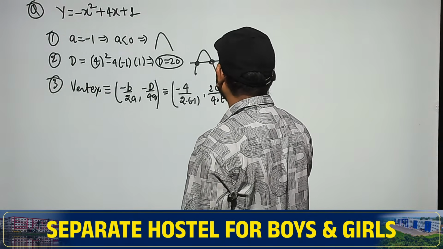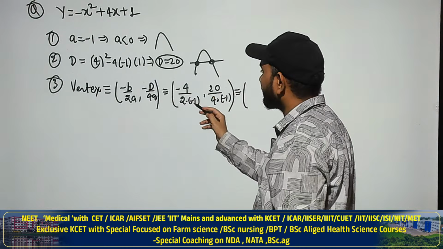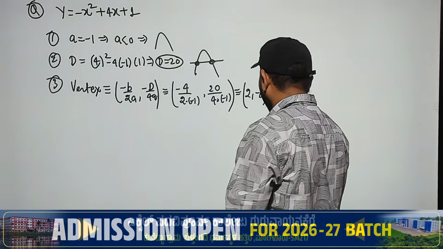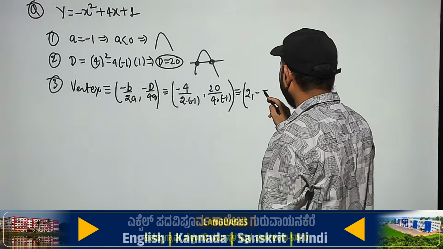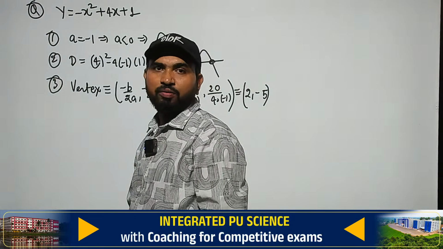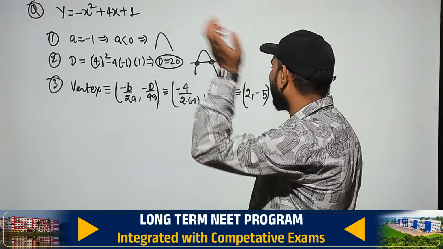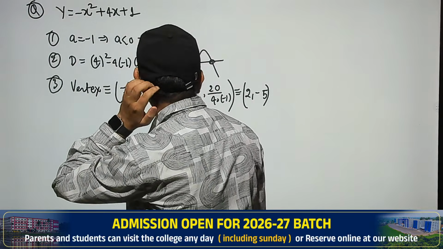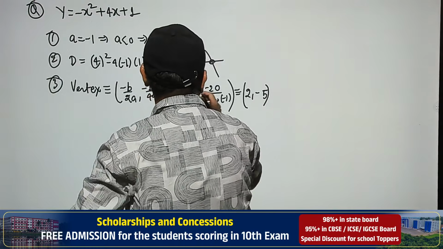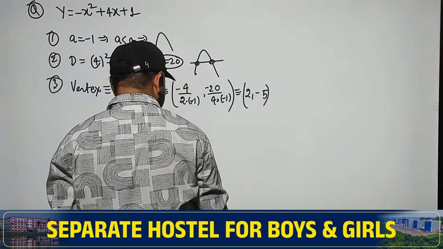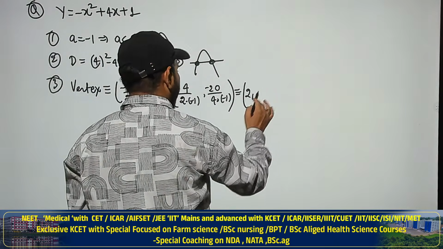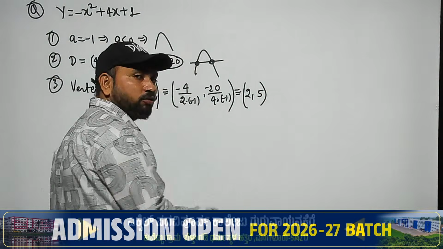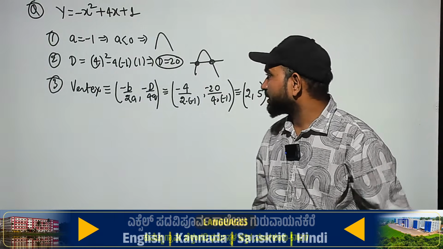So what is this vertex actually? The minus signs cancel. 2, comma, what is this? 5. This is the vertex 2, 5. Really? One minute, I have made a mistake here. Your answer is correct, the minus cancels, only 2, 5. So D is what? 2, 5. Yes, the vertex is 2, 5.